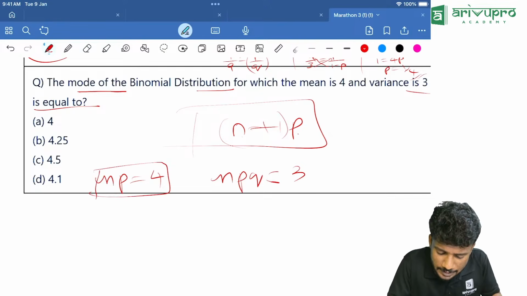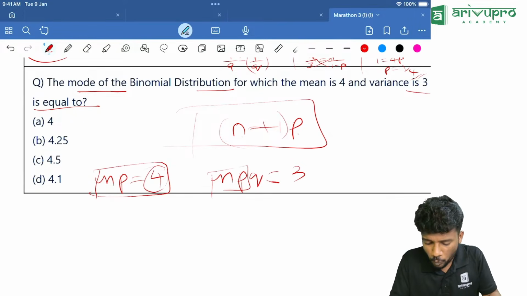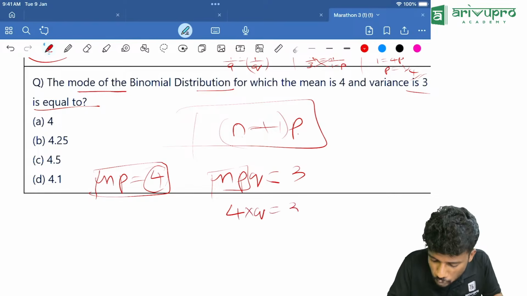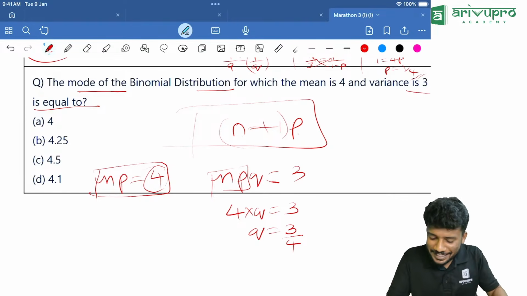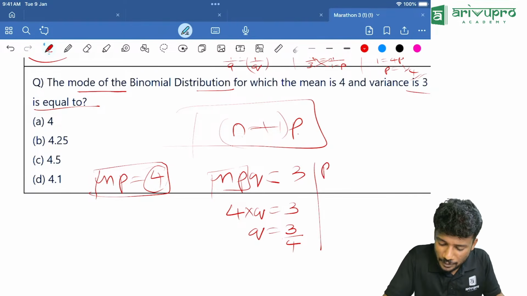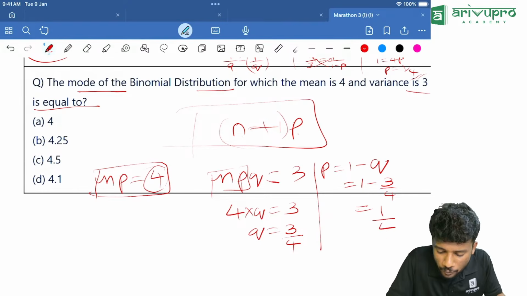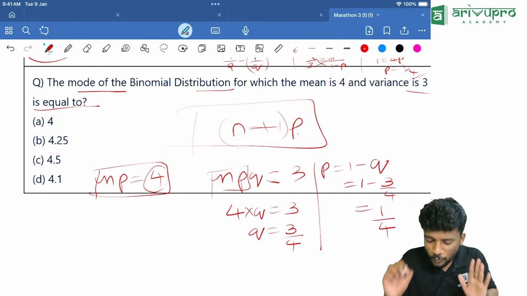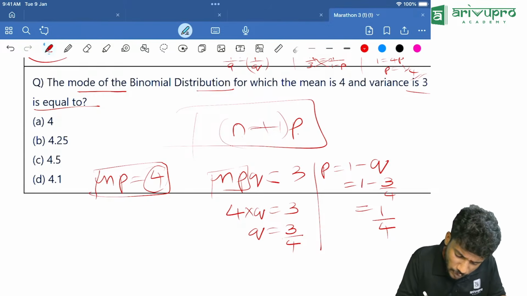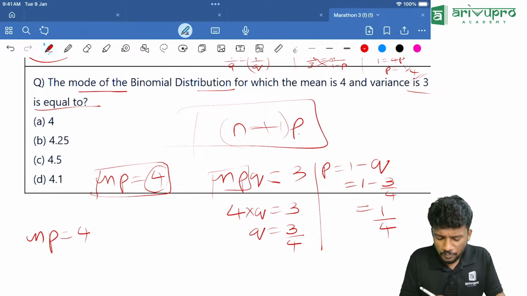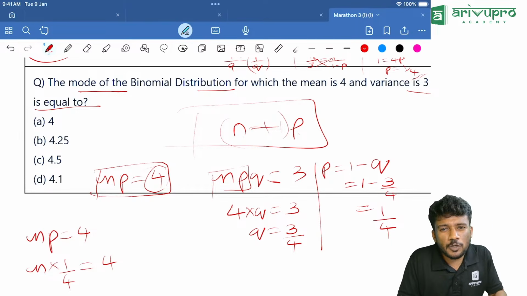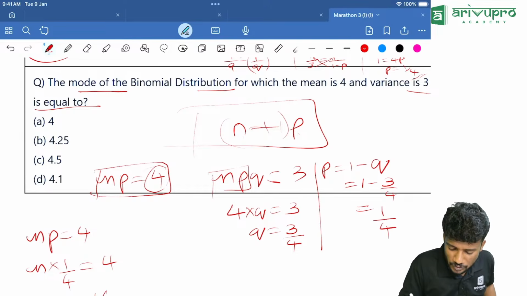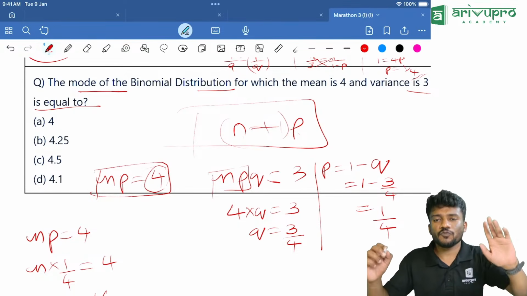Now people, just substitute, instead of this np we are going to put 4. That means 4 into q is equal to 3. So q is equal to how much? 3 by 4. Then p value is how much? You know p value is nothing but 1 minus q, which is 1 minus 3 by 4, that is 1 by 4. Am I correct? Yes, I am correct. Now we have p. How to find n? It is already given that np is equal to 4. Then n into 1 by 4 is equal to 4. So n is equal to how much? Cross multiply, it will become 16. Am I correct? We have n, we have p.